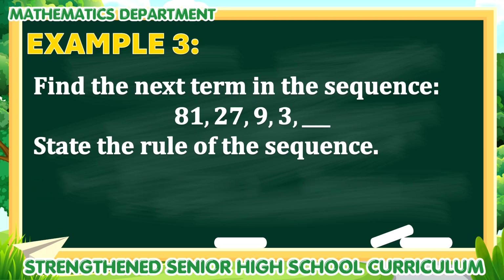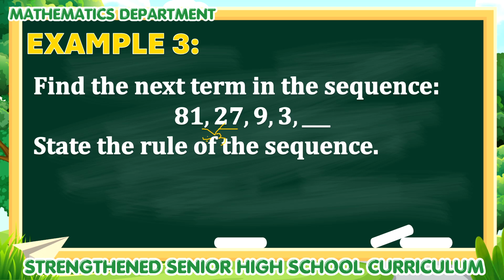For our example number 3, find the next term in the sequence 81, 27, 9, 3, and blank. And then state the rule of the sequence. Now observe how each term is determined from the previous one. From 81, our second term is 27. So it's just like 81 divided by 3 to obtain 27. We divided this one by 3.